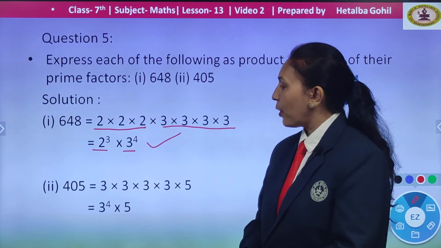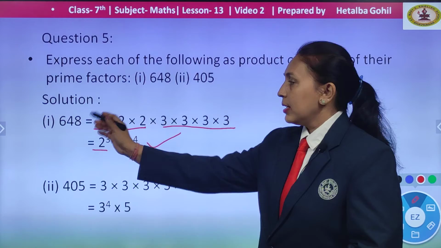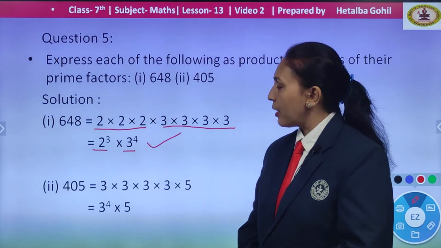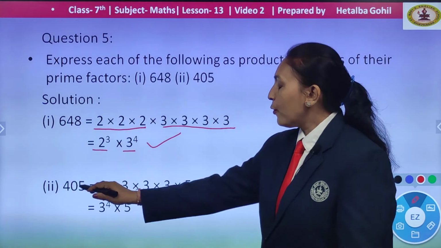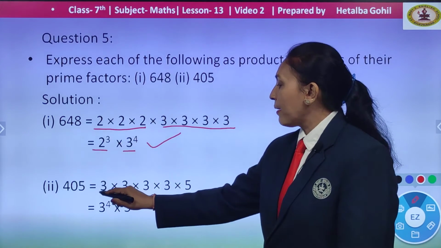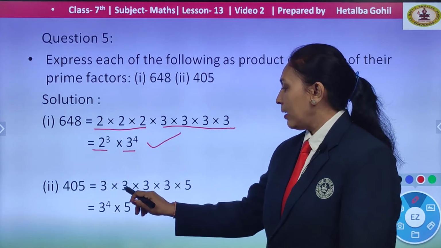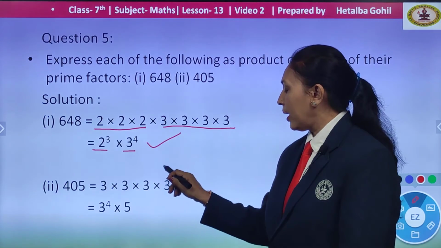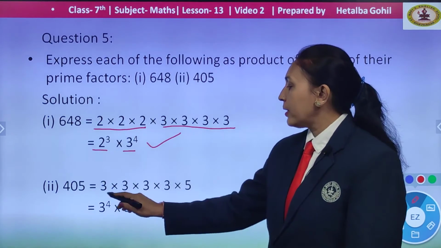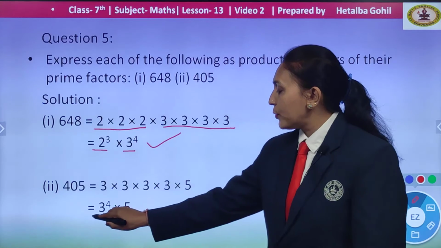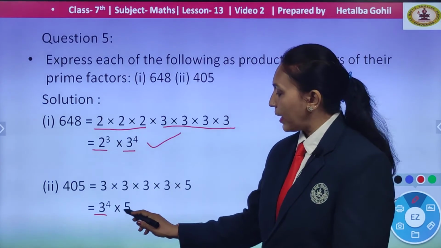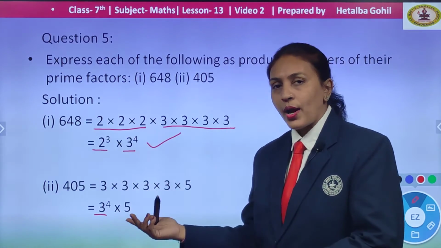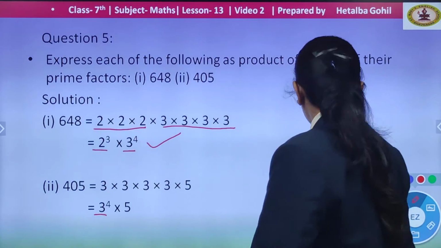So this is the product of the prime factors of the given number 648, which we have listed in the form of exponents. 405 has the prime factors 3 into 3 into 3 into 3 into 5, where 3 is multiplied 4 times, so 3 raised to 4, and 5 only 1 time, so you write only 5 or 5 raised to 1, and the same thing.